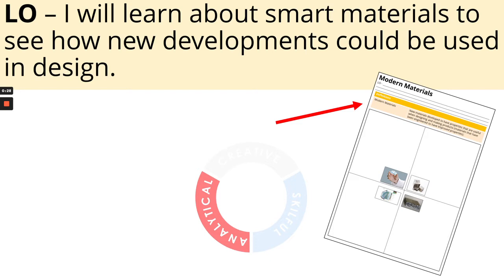So can you turn to this page in your theory booklets where it says modern materials at the top and write down the learning objective, which is I will learn about smart materials to see how new developments could be used in design. Pause the video here and write down the learning objective.